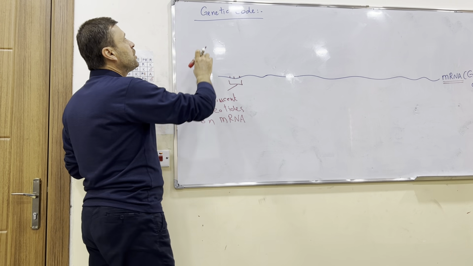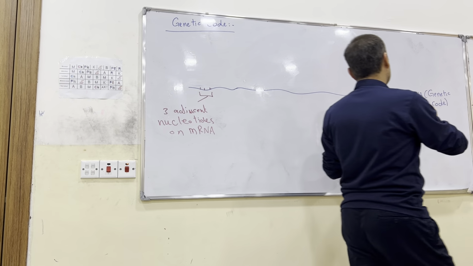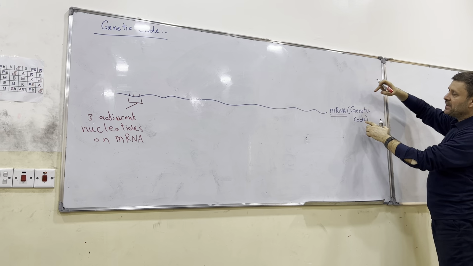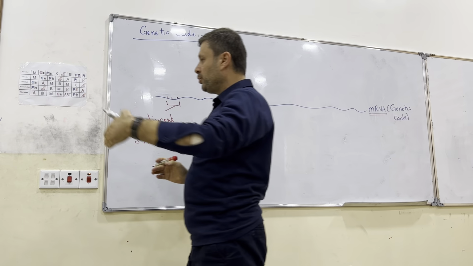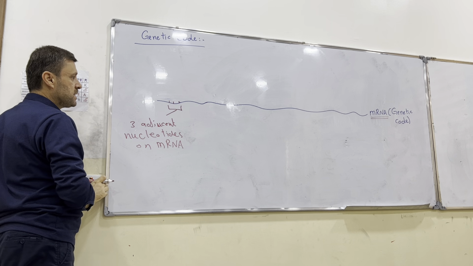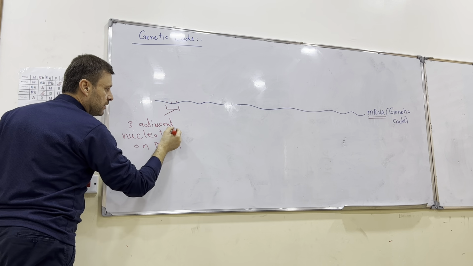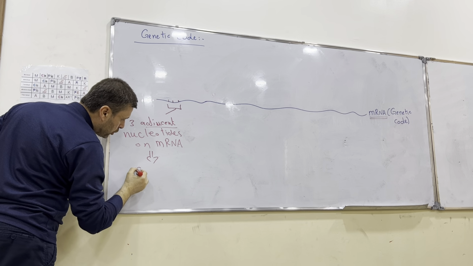Look, genetic codes, it means what? It means codons on mRNA. Of course, this RNA you produce by transcription, during the transcription process. As an example, three adjacent nucleotides on mRNA are called what? Called a codon.